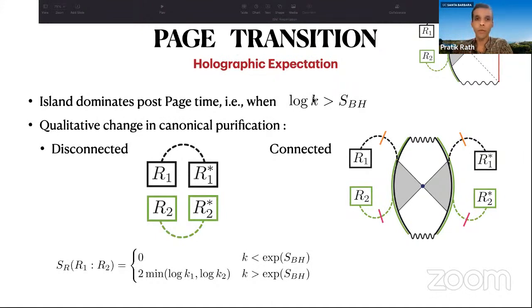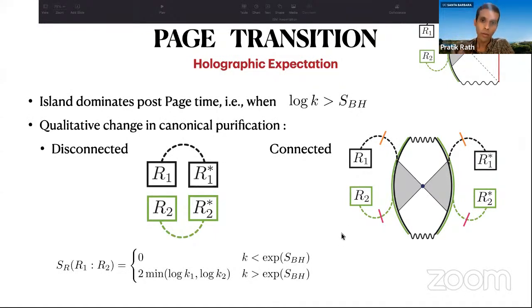Now, what does this mean from the perspective of the canonical purification? For the canonical purification, it indicates there's a qualitative change that happens, as we discussed in the case of the two intervals. Before the Page time, the entanglement wedge is trivial. And so when we purify the state on R1 and R2, all that ends up happening is that R1 is entangled with its doubled copy R1 star, R2 is entangled with its copy R2 star, and there's no entanglement across these. So if we compute the entropy of R1 star, it's 0, because there's no entanglement across this cut.